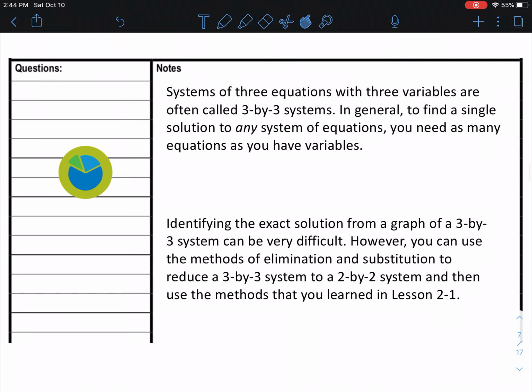So systems of 3 equations with 3 variables are often called 3x3 systems. Generally speaking, to find a single solution to any system of equations, you need as many equations as you have variables. If you have 5 variables, you need 5 equations to be able to solve. If you have 7 variables, you need 7 equations. Using a graph to solve 3x3 systems can be difficult, so we're going to use elimination and substitution to get it down to something that we're more familiar with.